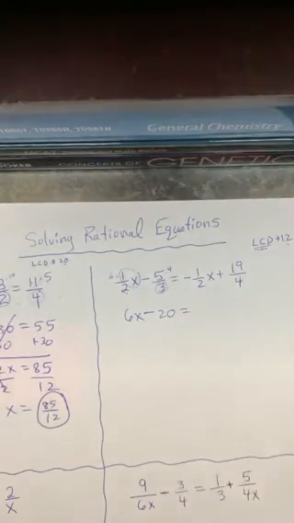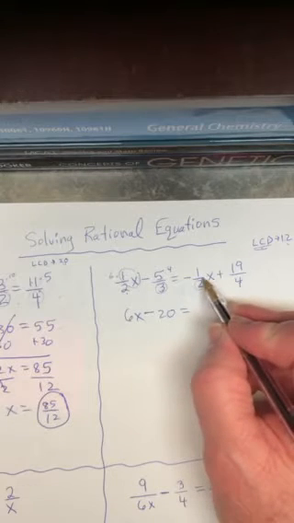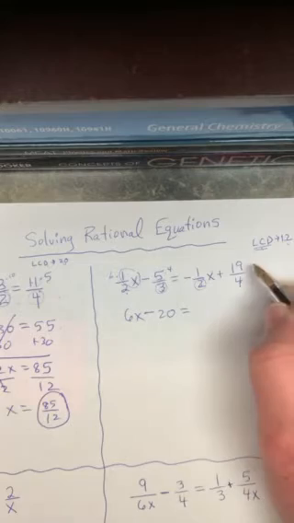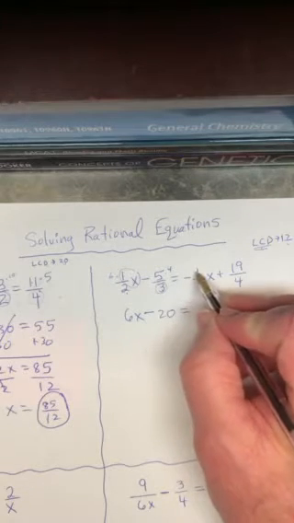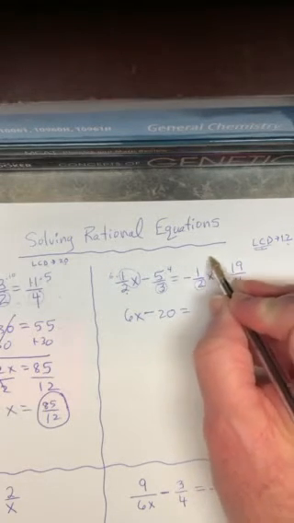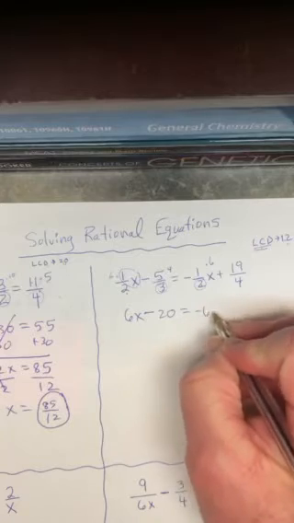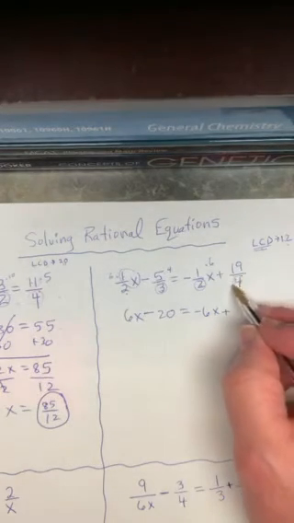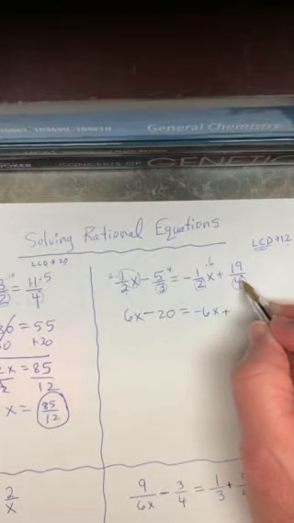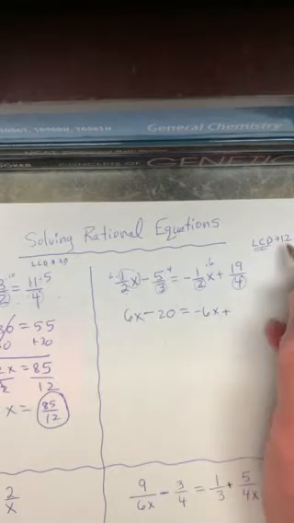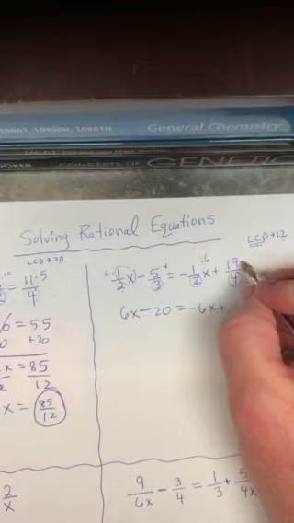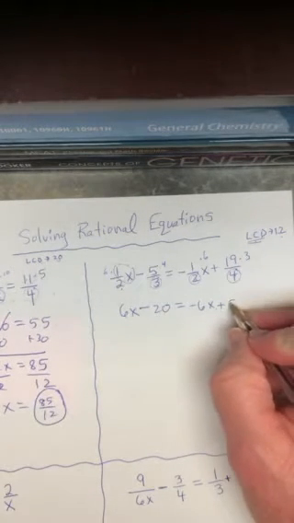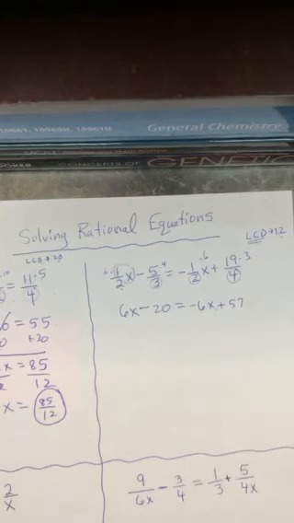On this side, again, I have a bottom number of 2. To turn 2 into a 12, I'm going to times him by 6. So negative 1x times 6 is negative 6x. Plus, finally, this denominator is a 4. Wouldn't I multiply him by 3 to turn him into a 12? So I'm going to take the top number and times it by 3. 19 times 3 would be 57.